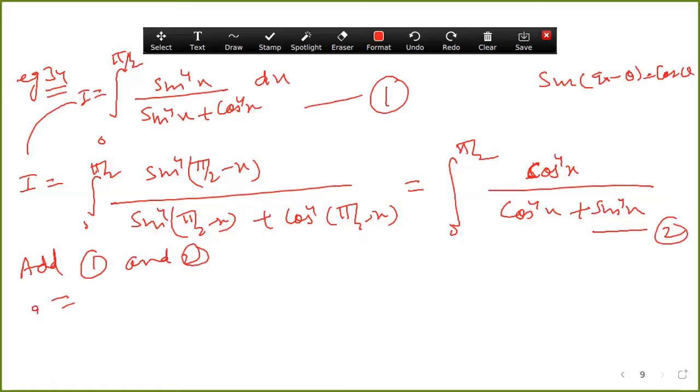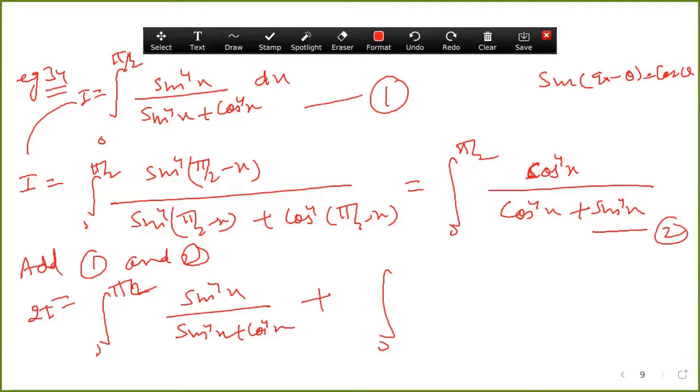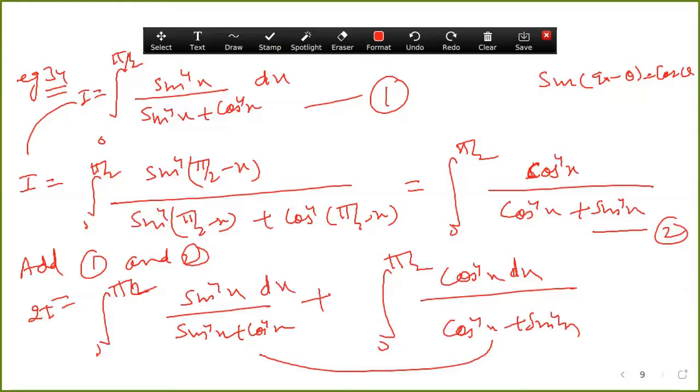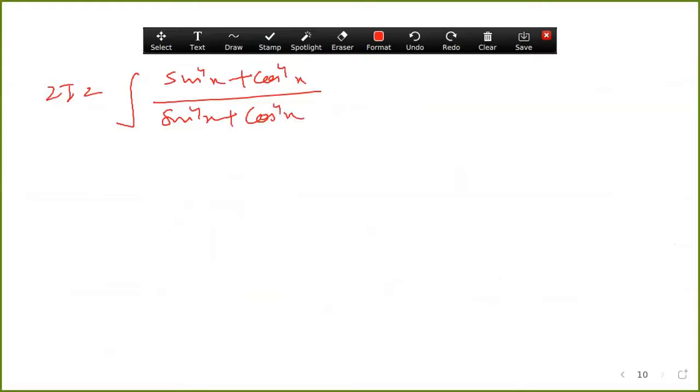What you are getting? I plus I, 2I. And integration of 0 to pi by 2 sine to the power 4x upon sine to the power 4x plus cos to the power 4x plus cos to the power 4x upon cos to the power 4x plus sine to the power 4x. When you are adding these two, because the limit is same, you can add by taking the LCM. Numerator and denominator become same. What you are getting? 2I is equal to integration of sine to the power 4x plus cos to the power 4x upon the same. You can write 1 because they are cancelled to each other. Limit is from 0 to pi by 2. Now integrate from 0 to pi by 2.